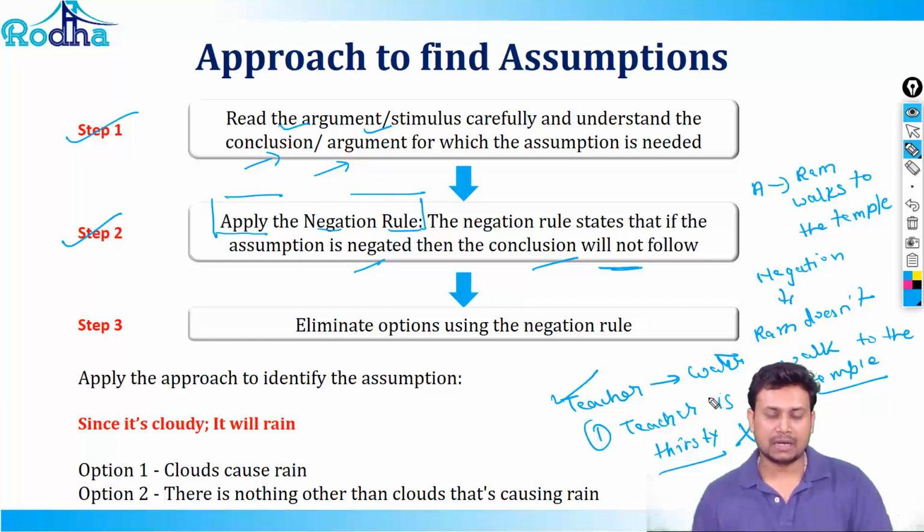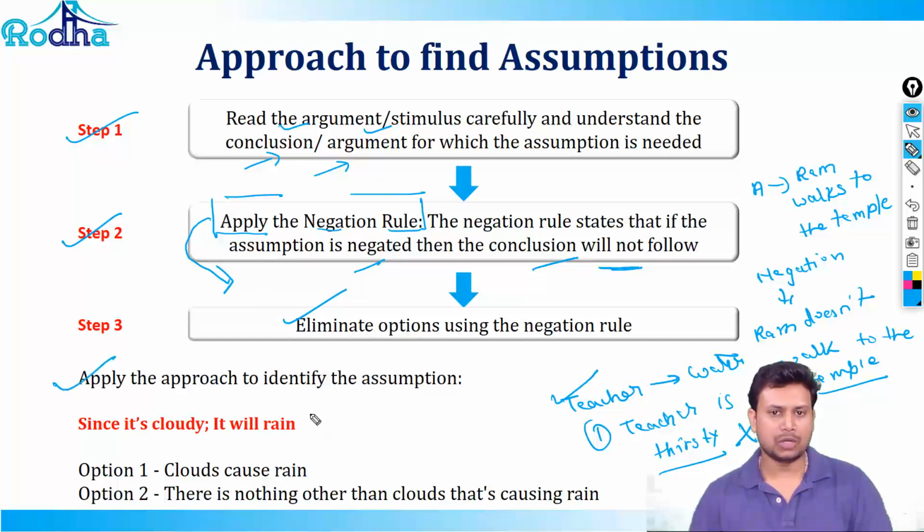So if you take the right answer, which is the student knows from where to get the water from, and you negate it, then can the teacher ask the student to get the glass of water? The answer is no. Because if the student doesn't know from where to get the water from, there is no point asking him, and therefore that was the right assumption. So your negation rule really helps you to get to the right answer, and once you applied the negation rule, eliminate options as per that rule.